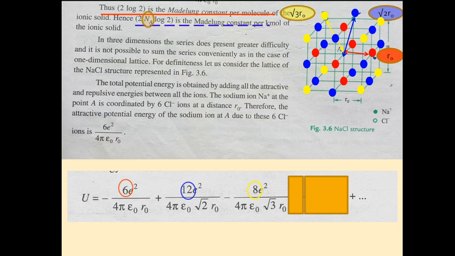and therefore the third factor, or the third step of the potential energy calculation, is 8 e square upon 4 pi epsilon 0 under root 3 r0. Now this sequence of the potential energy will be continuing. So my basic logic says that the next position will be attractive or repulsive.